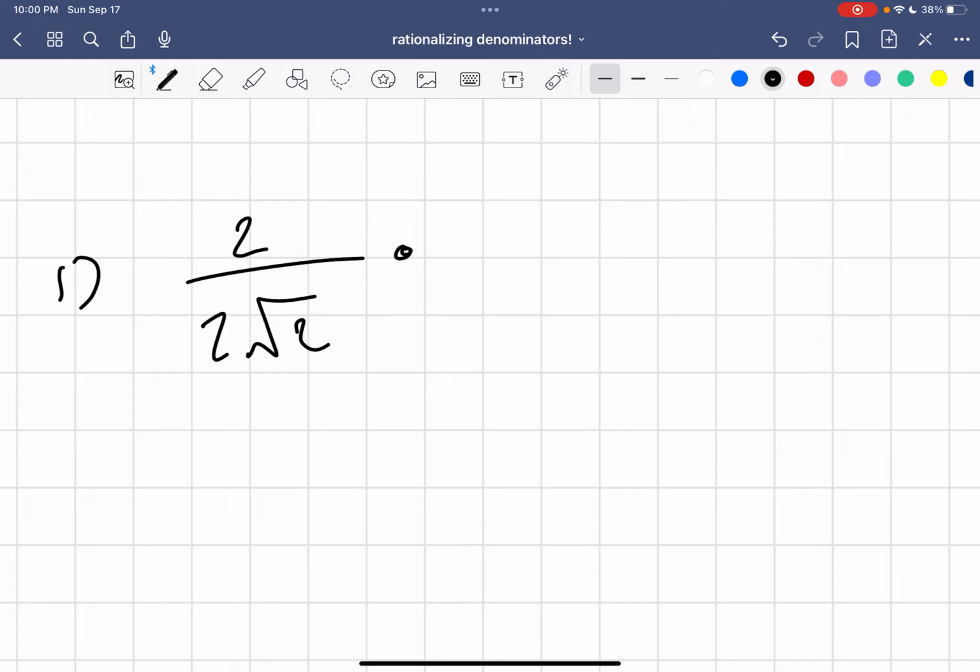Oh, I think you just multiply it by 2. Oh, yeah, okay. So you just multiply by square root of 2. You don't multiply by the conjugate.